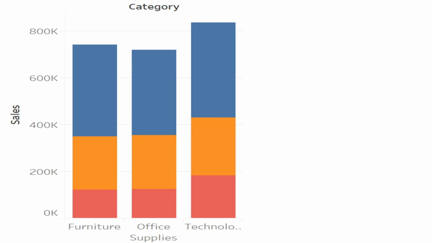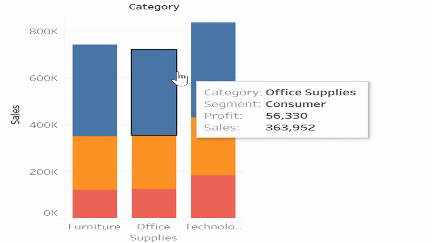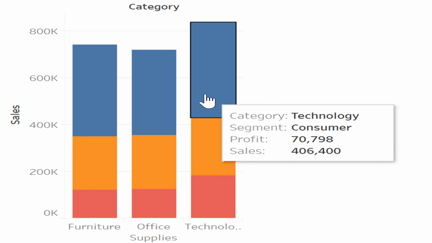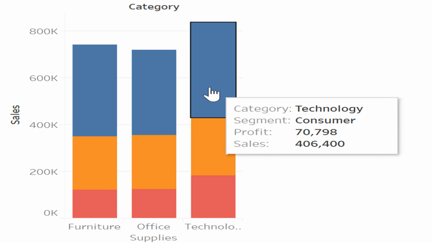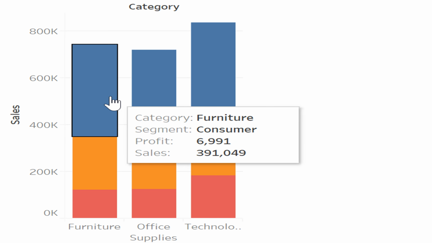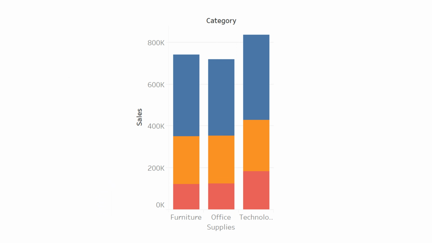Interactive graphic is when you pass the mouse, you receive new information, extra information, see? See that the profit here is 70k. In this category of supply, the profit is 56k. But here, the profit of furniture is 7k. Although the sales are equivalent in the three categories, the profit of furniture is 10 times less than the other two categories. Now, let's see how to create this graphic in Tableau.